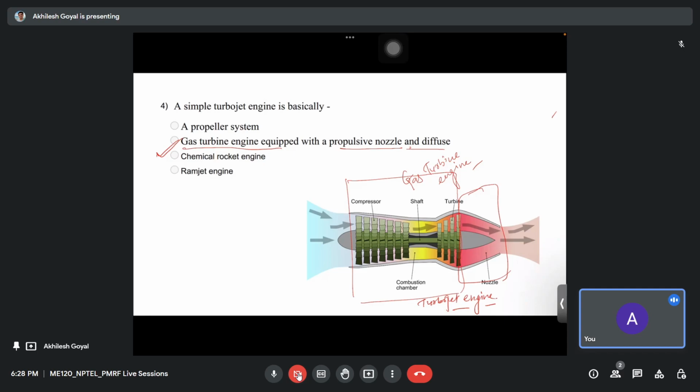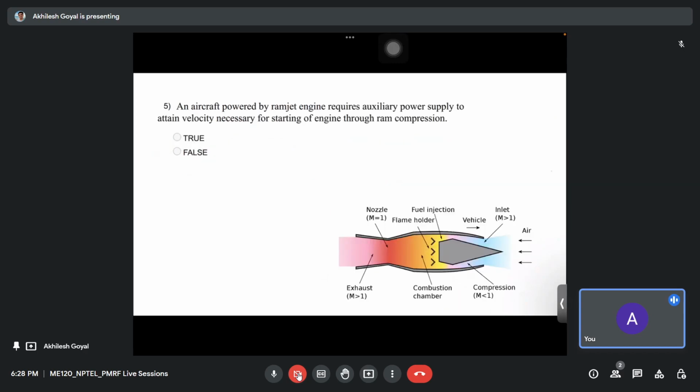Now let's move to the next question. The next question is: an aircraft powered by a ramjet engine requires auxiliary power supply to attain velocity necessary for starting of engine through ram compression. Okay. So to read the question again, an aircraft powered by a ramjet engine requires auxiliary power supply to attain velocity necessary for starting of engine through ram compression.